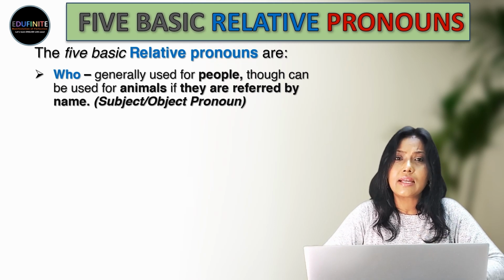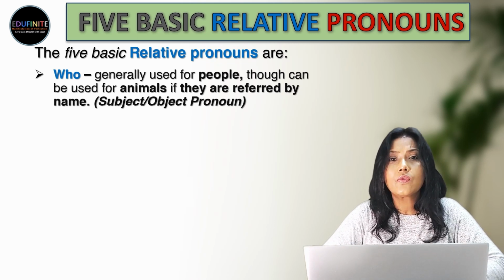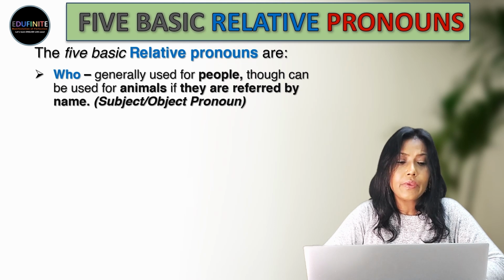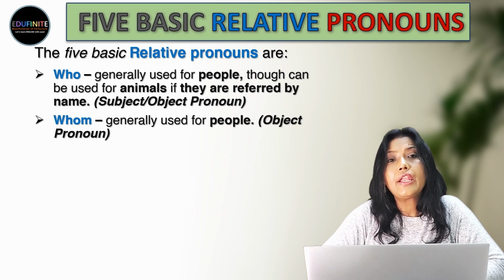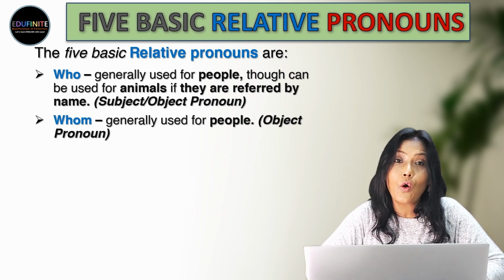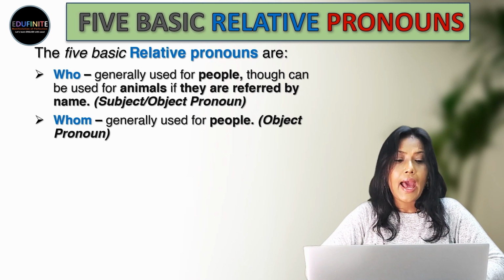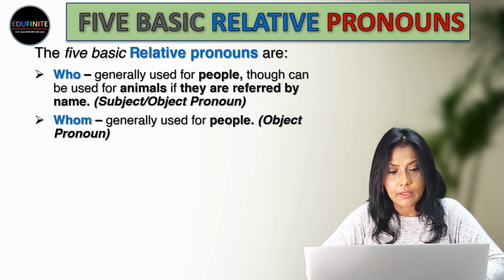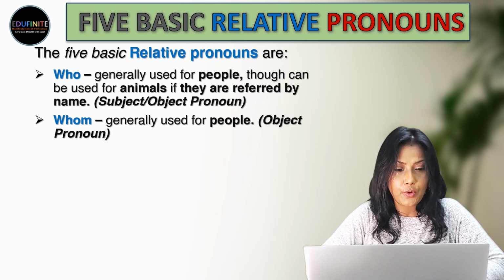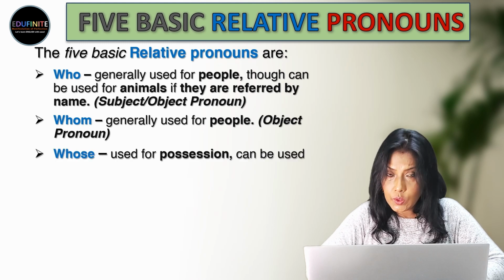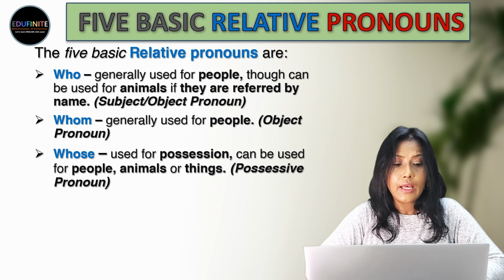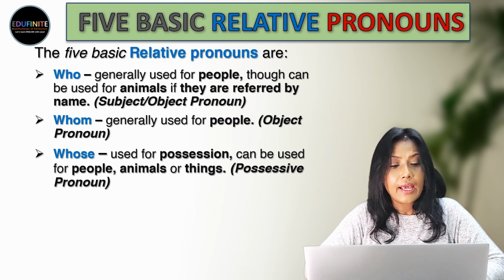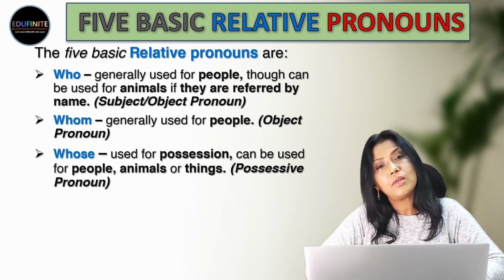Next, we'll look into the sentences a little bit later, so we'll understand it much better then. But first, let's know the 5 basic relative pronouns. Next, we have whom. Now, whom is the object form of who, and it is generally used for people, so it's an object pronoun. Next, we have whose. Now, this is a possessive form of who, so used for possession, can be used for people, animals or things.